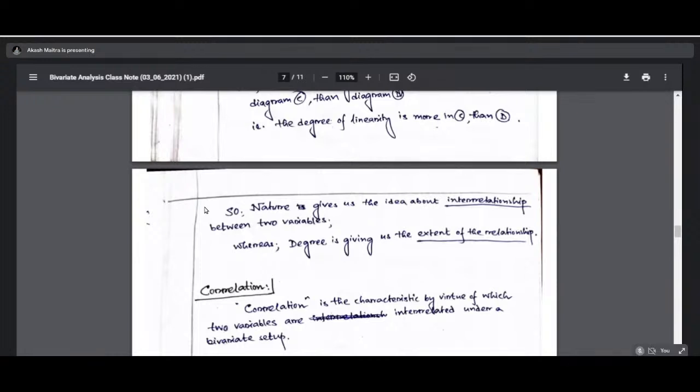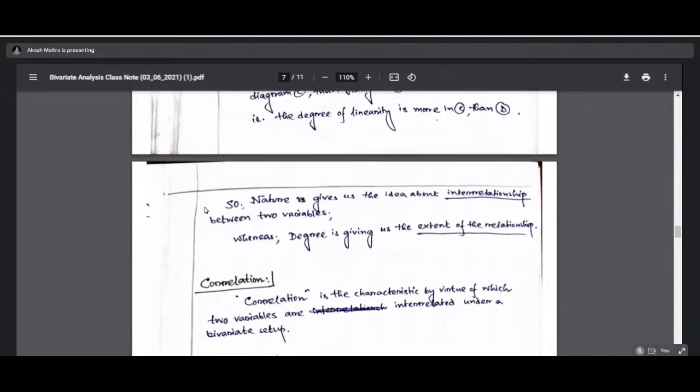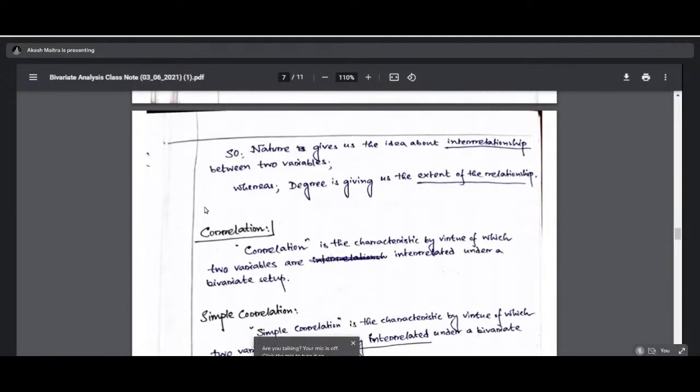So the purpose of a scatter diagram is that we measure the nature, which gives us an idea about the interrelationship between two variables, like straight line relationship, non-linear relationship, etc. Whereas degree gives us the extent of the relationship, that is, how much linear. So I have completed the scatter diagram portion.